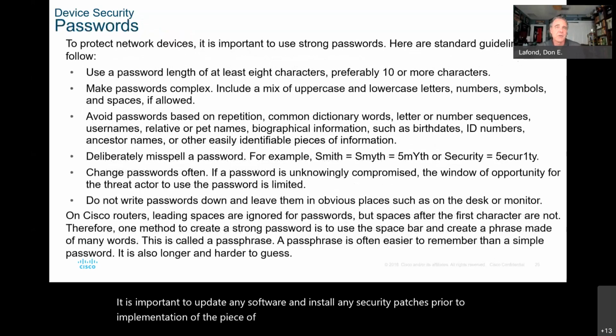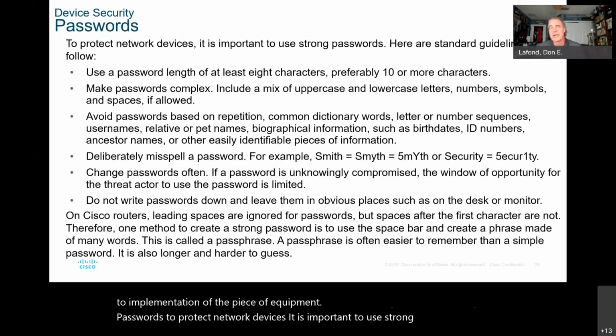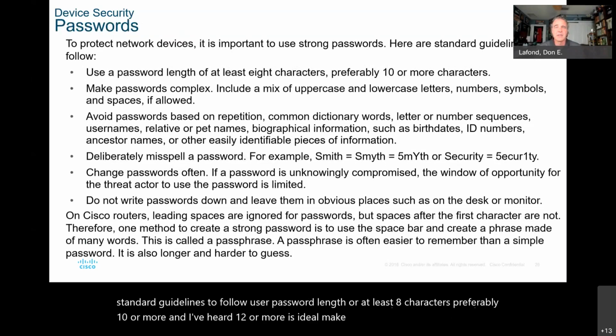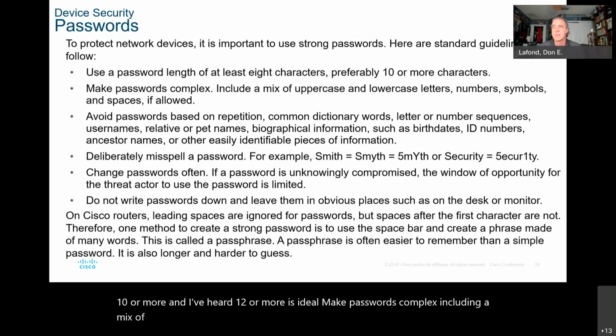Passwords. To protect network devices, it is important to use strong passwords. Here are standard guidelines to follow. Use a password length of at least 8 characters, preferably 10 or more, and I've heard 12 or more is ideal. Make passwords complex, including a mix of uppercase and lowercase, numbers, symbols, and spaces if allowed.